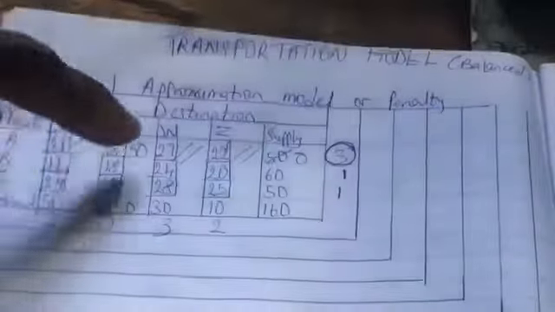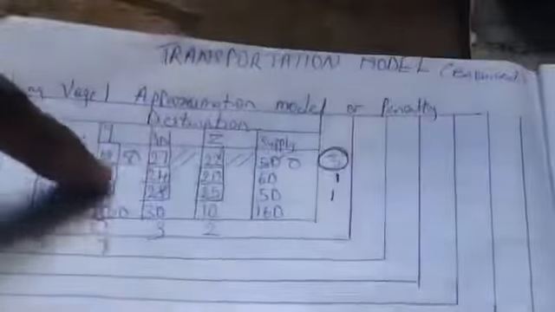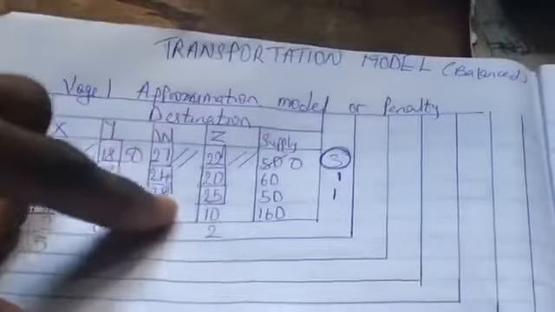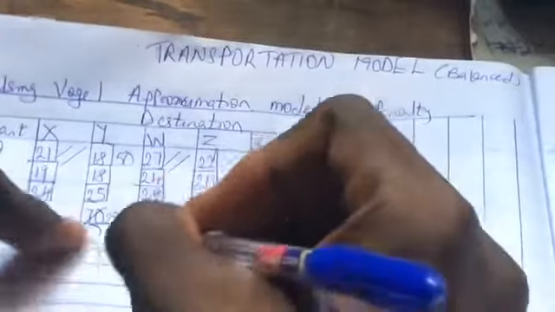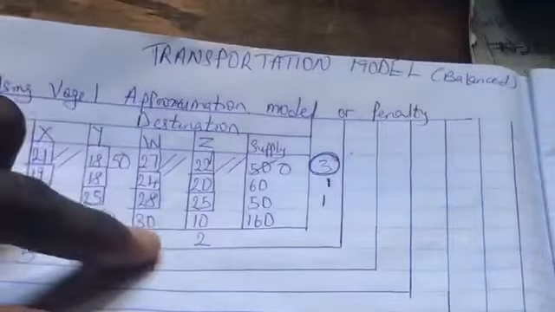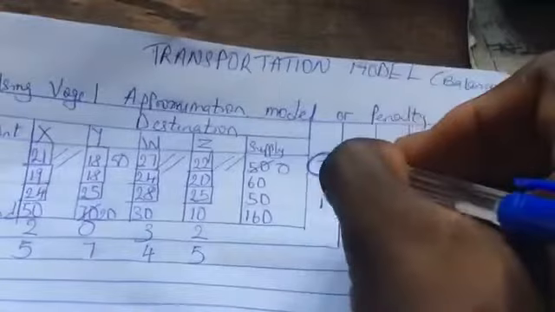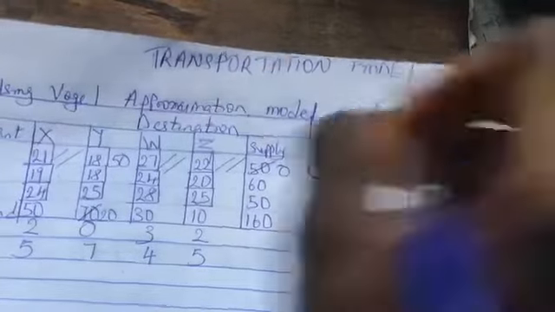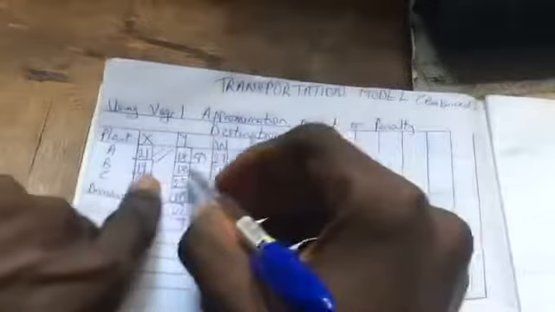For the column, this is 7 because the difference between it is 7. For column W is 4. For column Z is 5. For row B, because there's nothing else to be assigned here, you just put a dash. So you cross it out, dash, because there's nothing to assign here.